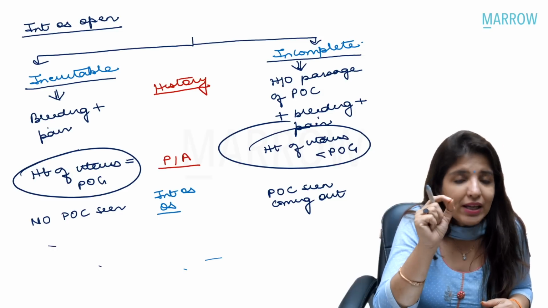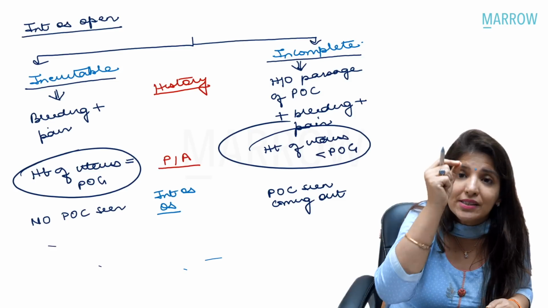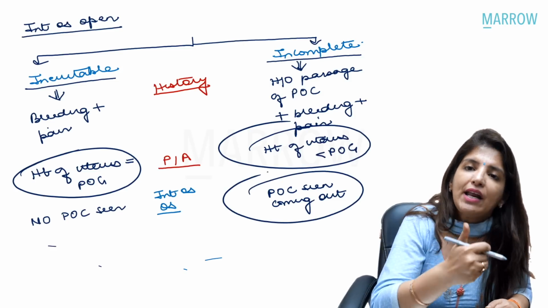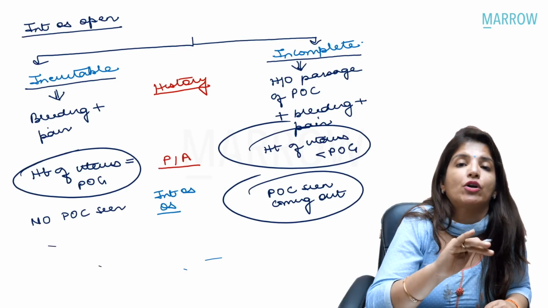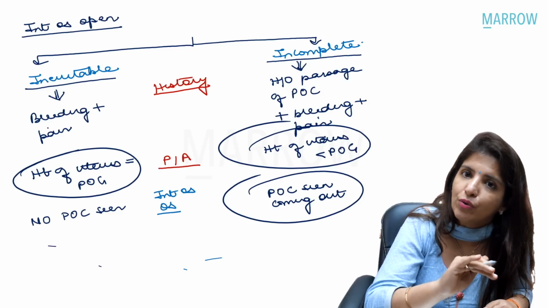Similarly, when you look at the internal os, in case of incomplete abortion, you can see the product of conception coming out through the internal os. Whereas in inevitable abortion, you will not see any product of conception coming out through the internal os. Clear to all of you, right?